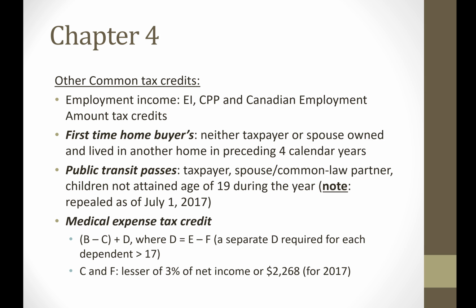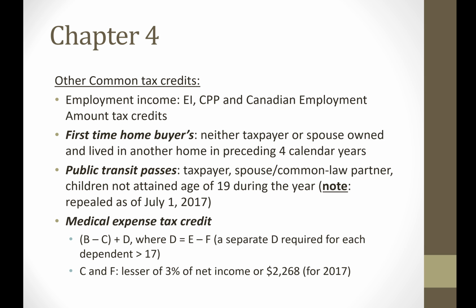There's also a medical expense tax credit, B minus C plus D, and the D is further expanded to E minus F. Now, B minus C is the amount for the taxpayer, the spouse, and any dependents that are under the age of 18. If the taxpayer has a dependent that is 18 years or older, that's when the D amount would apply. Now, in your textbook, you might also see that there's this A amount, A times B minus C plus D. Well, the A is basically the 15%.